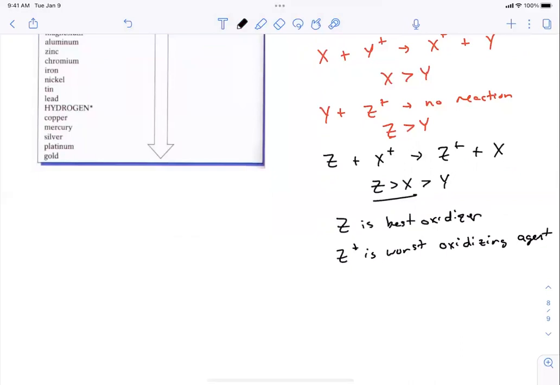Okay. That means it's the worst reducer, which also means best oxidizer. Let me say that again. In this scenario, Z is the best at losing electrons, right? So therefore, the ion of Z is the worst at gaining electrons because it doesn't want to gain electrons. It wants to stay positive. So you would say Z is the best oxidizer, but Z+ is the worst oxidizing agent because it's the worst reducer.